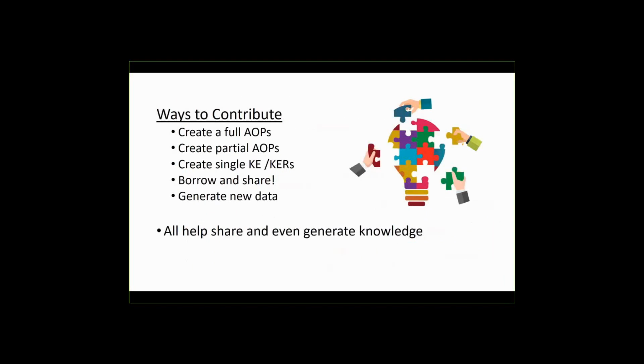Once you do get your access, there's many different ways that you can contribute to the AOP knowledge base. Of course, you can create full AOPs, but sometimes if you don't have all the expertise required, you can just contribute parts of AOPs or even single components. Another aspect that we haven't talked about much is borrowing and sharing all of the different components of AOPs. And you can also use all the information in the wiki to help guide your research so that you can generate data that can support some of these AOPs. And all of these activities will help share and even generate new knowledge, as I'll show you shortly.